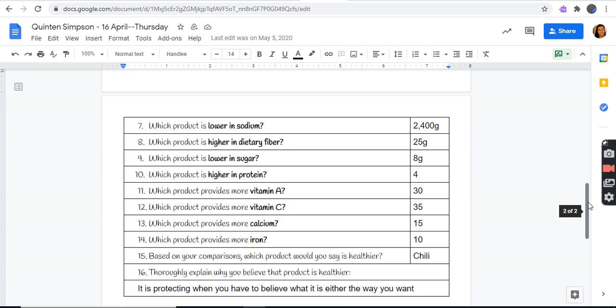2400g. Which product is higher in dietary fiber? 25g. Which product is lower in sugar? 8g. Which product is higher in protein? 4. Which product provides more vitamin A? Which product provides more vitamin C? 35. Which product provides more calcium? 15. Which product provides more iron? 10. Based on their comparisons, which product would you say is healthier? Chili. Freely explain why you believe that this product is healthier.